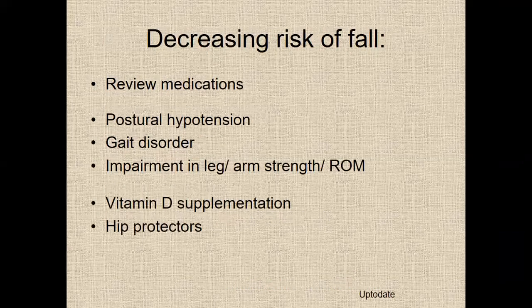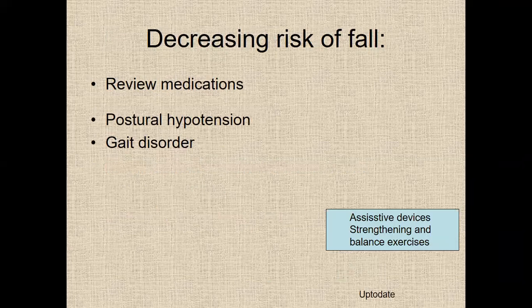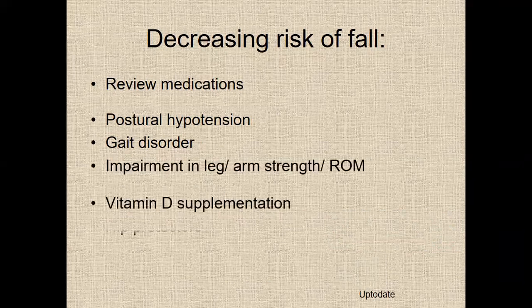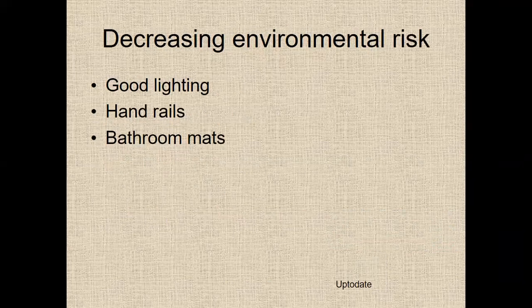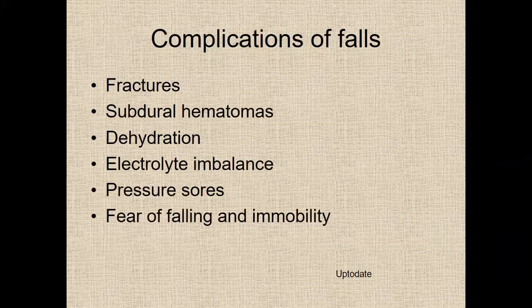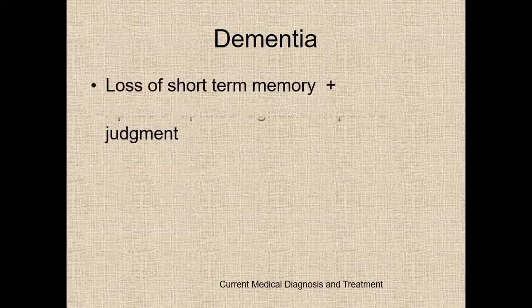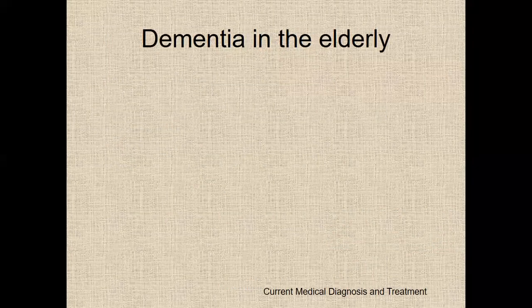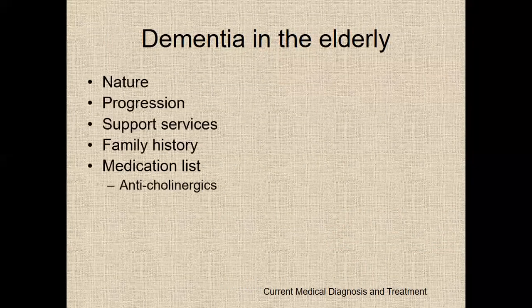So in fall, the proper history taking, the proper assessment of the gait, and the proper support with the environmental risk evaluation is very important in managing the patient who has fall. So let's discuss dementia. We have talked about dementia.